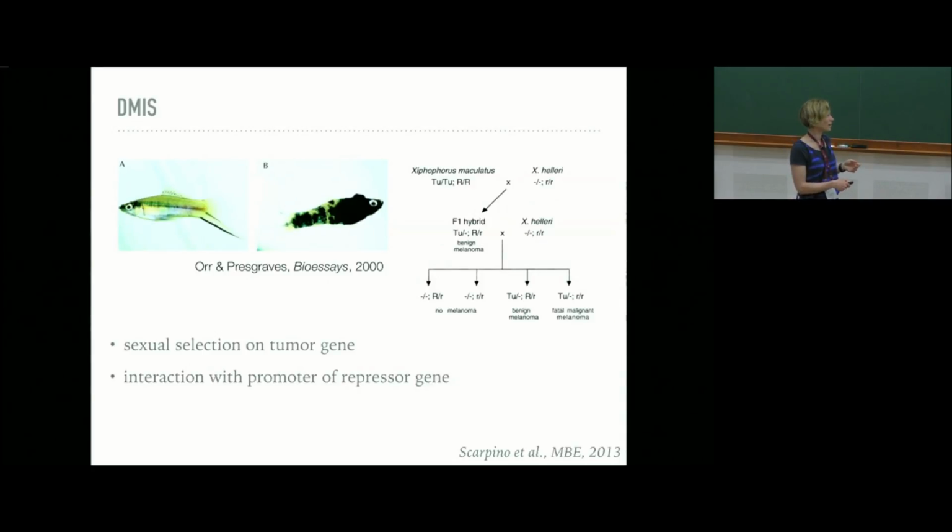Recently, they have done more studies trying to find the interacting gene. It seems there is an actual interaction with the promoter of the repressor gene, which is also a highly repetitive sequence, so it seems to be maybe also under selection. What's also quite fun is that there is even ongoing hybridization in this species. So somehow, despite this strong negative effect, it still seems to stick around in those populations.